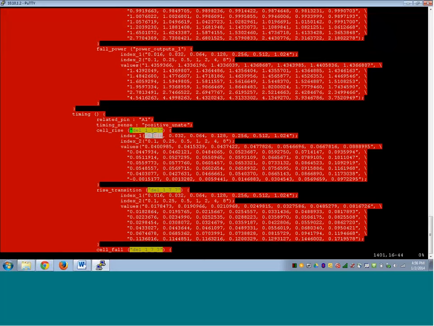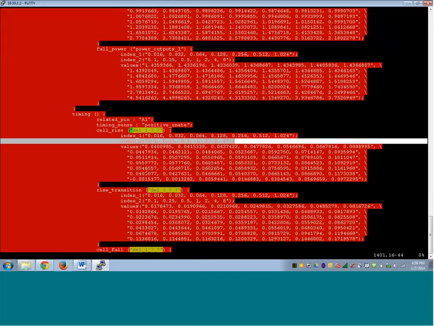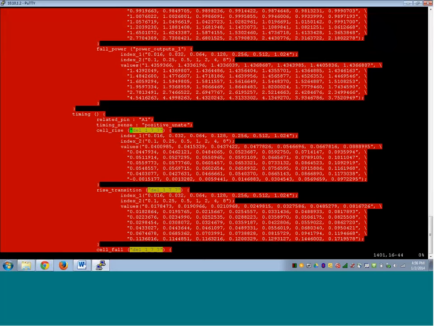So these are transition values. These are capacitance values. And the values in this table will tell what the delay is. So for example, this is the delay when the transition is this and the cap is this. This is the way you can understand this lookup table, how it is arranged.